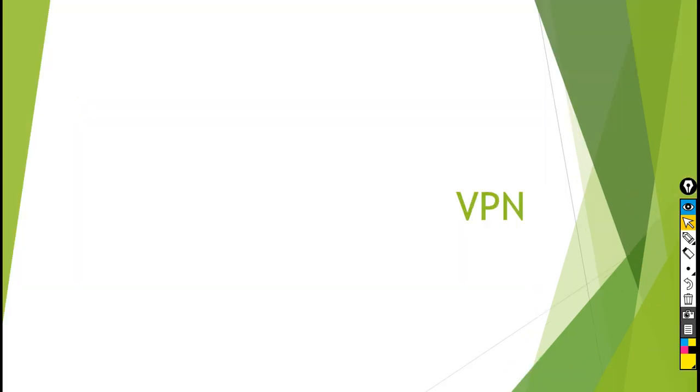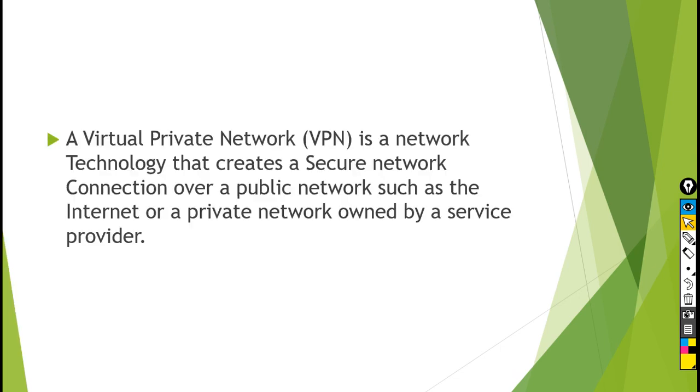So first of all, whenever the term VPN comes to our mind, when you elaborate it, it is virtual private network. So what is VPN? VPN is a network or a technology that creates a secure network connection over a public network such as the internet, or it can be even over a private network, but that private network may be owned by your service provider, not by you. So whenever you want to have communication over the internet, but you want the communication to be similar to a private network, you may go for the VPN configuration.